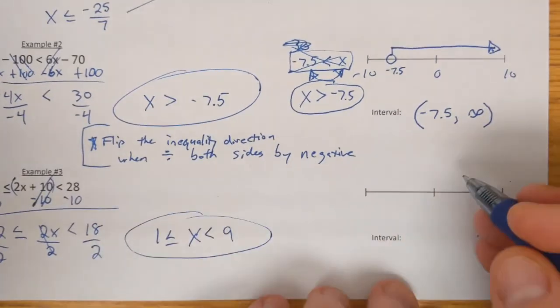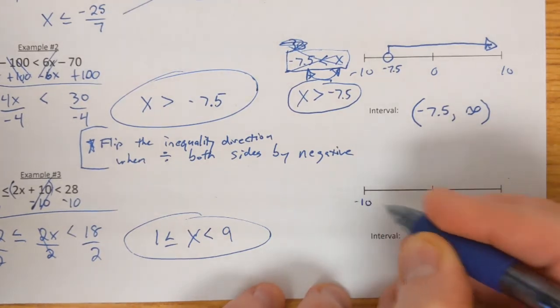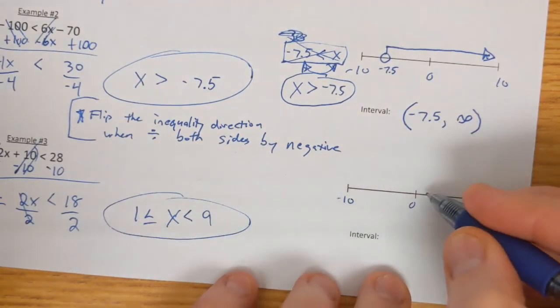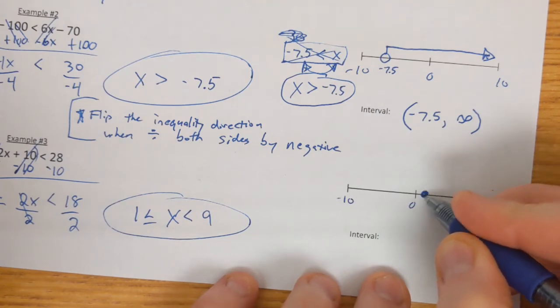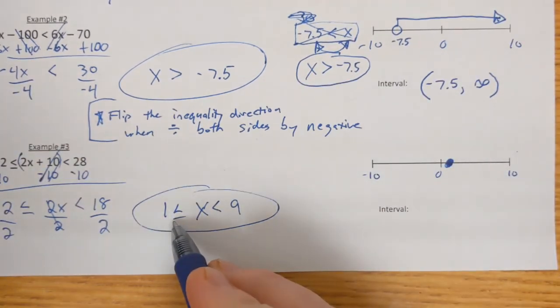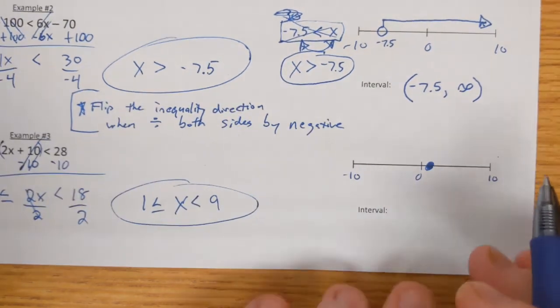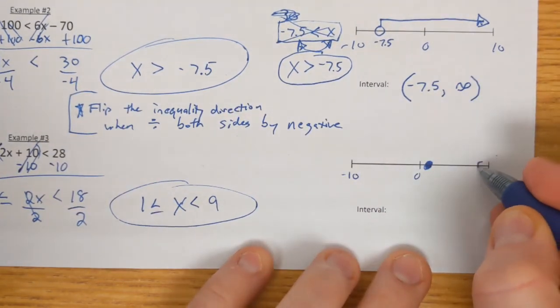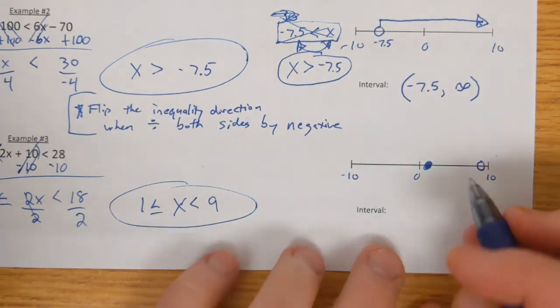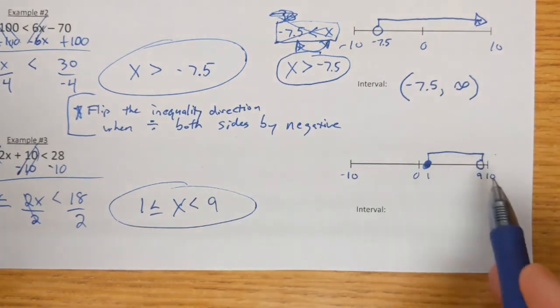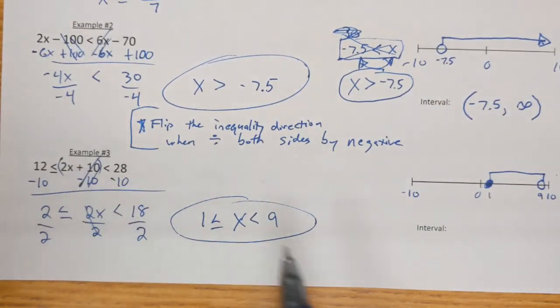Now to graph this, so again, I'm just going to label this from negative 10 to positive 10. So the number 1 would fall roughly here. Now this 1 has a bar, so it gets a closed circle. The 9 is roughly here. It does not have a bar, so it gets an open circle. And I'll go ahead and label these 1 and 9. And I shade anything in between them. Any of the numbers between 1 and 9 satisfy the original equation.